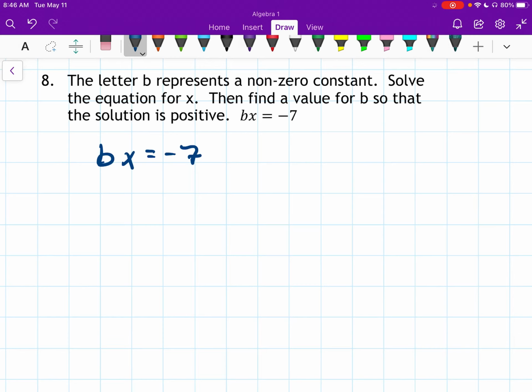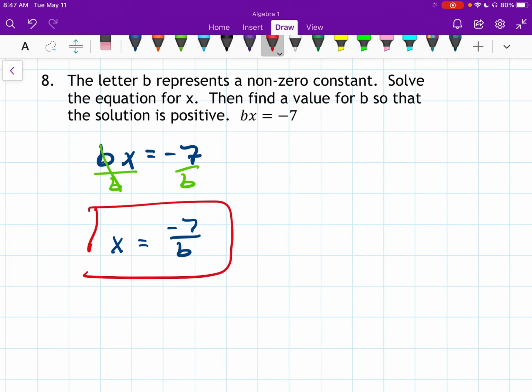And what we're going to do here is pretend like b, that's our other variable, is just a number. We could pretend like it's 5 or an 8. If it was a 5 or an 8 or some number, we would divide by b on both sides. They'd cancel on the left, and I'd end up having x equals -7 over b. So that's the starting off of it. Here, I can circle this. That's part of our answer. We have now done this part of it.